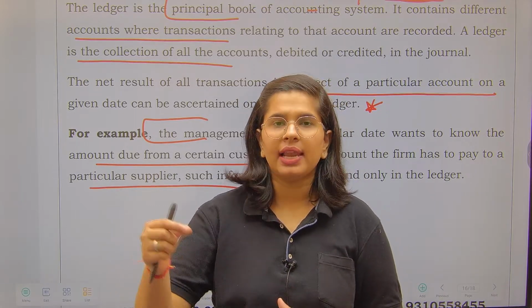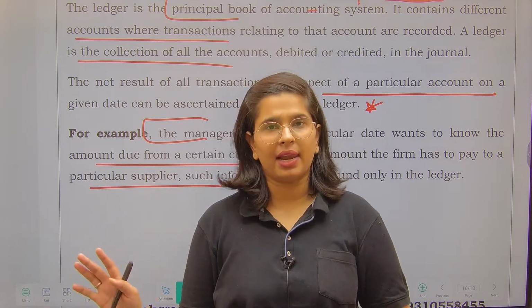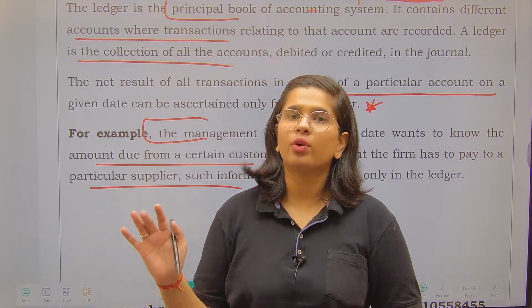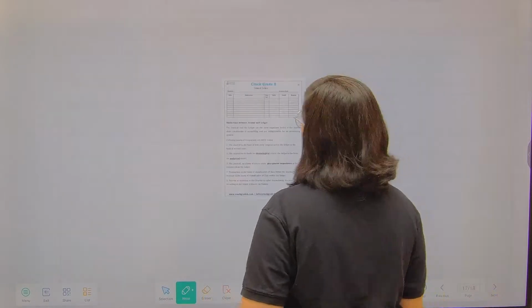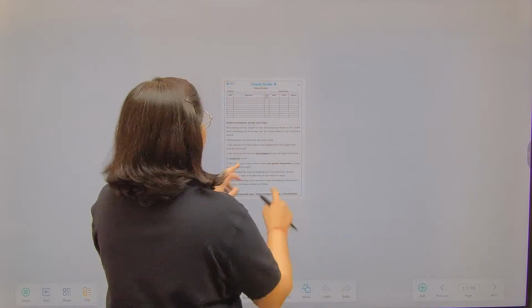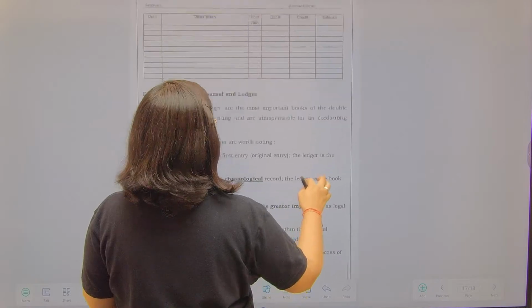I am going to open the ledger account of that supplier and that is going to show me what is the closing balance. From that I get to know that okay, this is the amount that I need to pay. Fine. This is the format of your ledger.